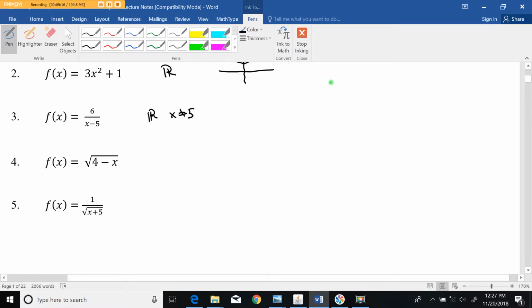Quick sketch. I don't have a graphing calculator on me, but I know this has a vertical asymptote at 5. Give me a moment here to think about what that thing looks like. I'm pretty sure. Give me a moment.